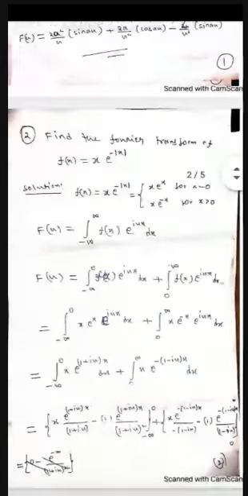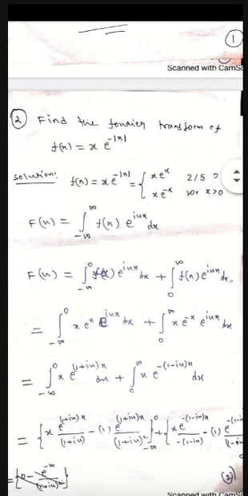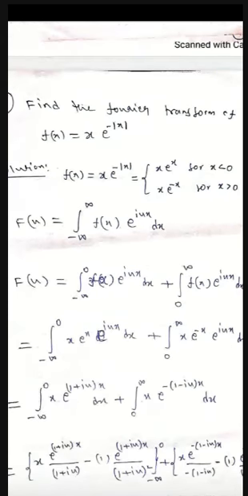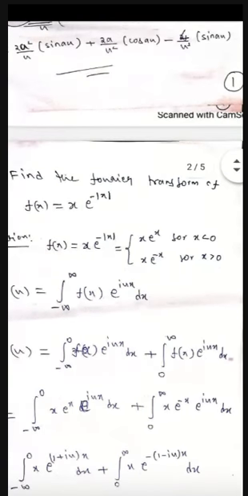Find the Fourier transform of f of x equal to x times e power minus mod of x. First and foremost, you have to define what is x times e power minus mod of x. What is the meaning of it? You know that mod of x can be defined as sometimes positive, sometimes negative. So x into e power minus mod of x: you can take minus x, then x should be negative. If x is negative, then e power plus x will come, because minus into minus is plus.